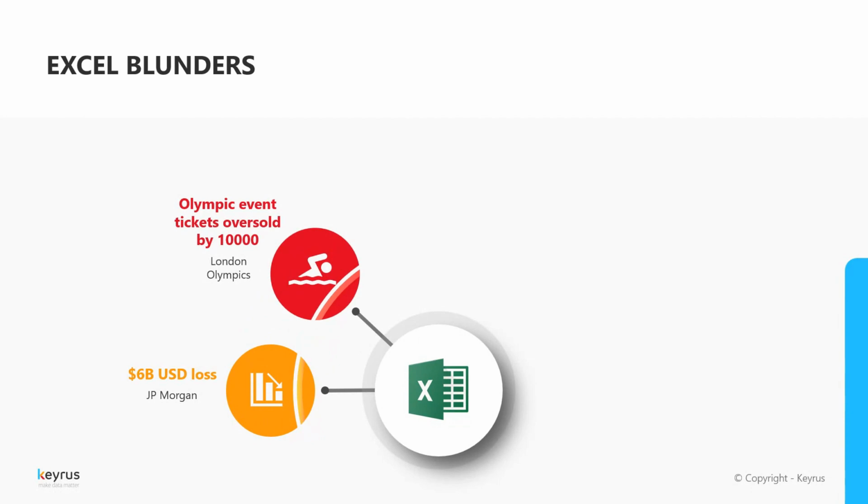The second one here, London Olympics. So there was an event, a swimming event that was oversold by 10,000 tickets, right?